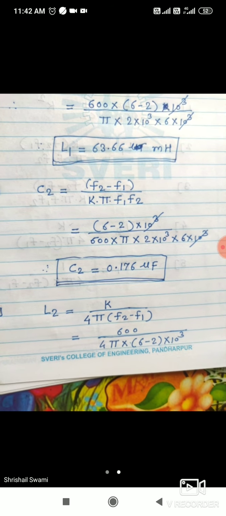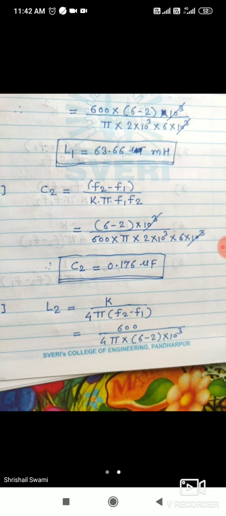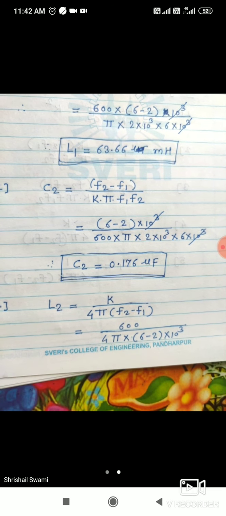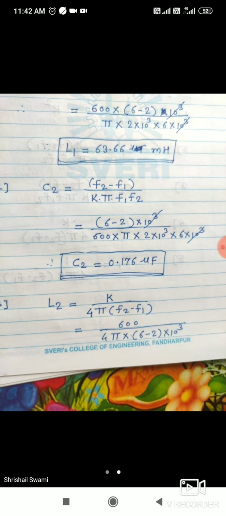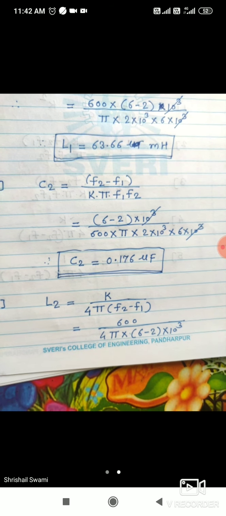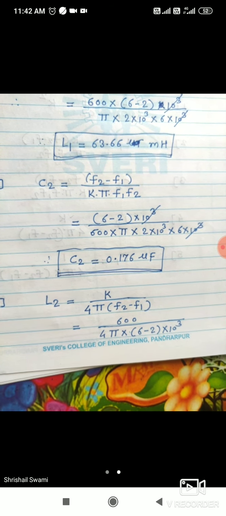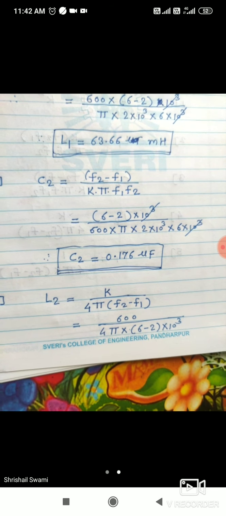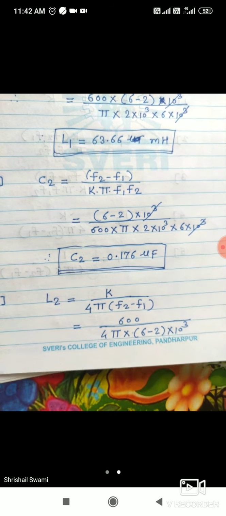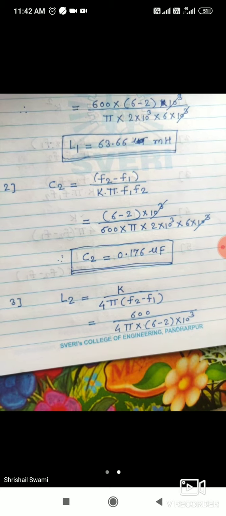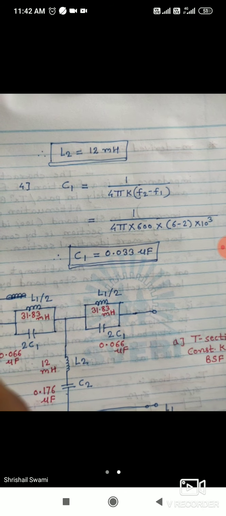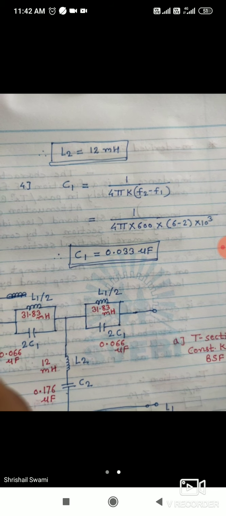Okay. Next, L2. Compare the L2 equation with L1 of the bandpass filter, that is K upon pi into F2 minus F1. So simply multiply 4 in the denominator. So L2 is equal to K upon 4 pi F2 minus F1. Put the values, 600 divided by 4 pi into 6 minus 2 into 10 raised to 3. Calculate the values. What answer are you getting now? L2 is equal to 12 millihenry, that is 11.9 something you are getting. So nearly 12 millihenry.